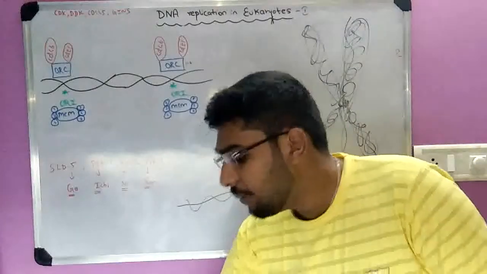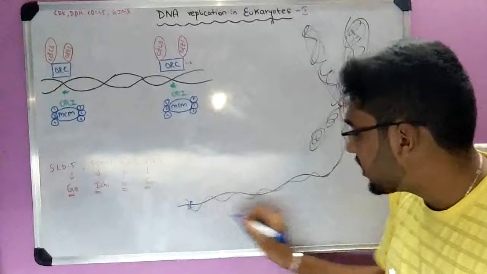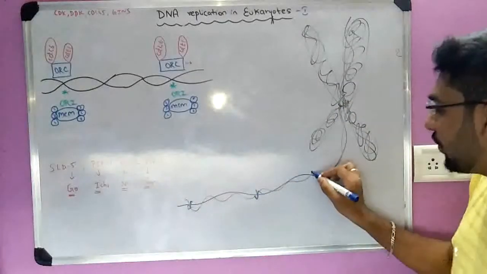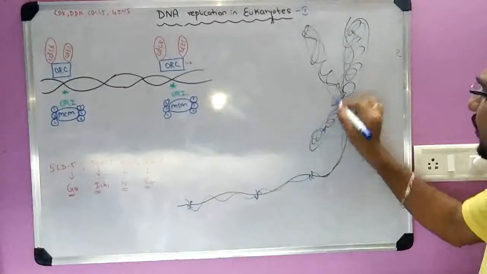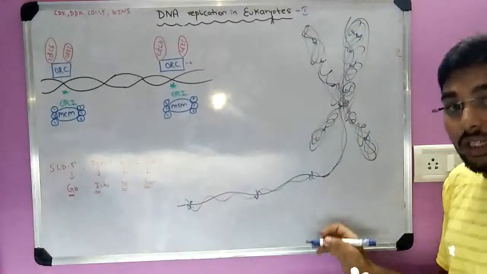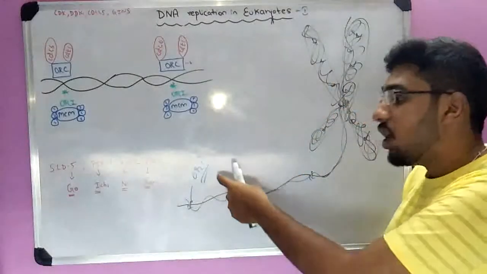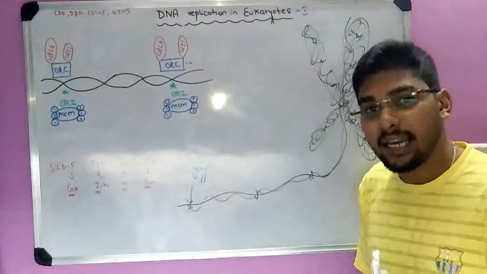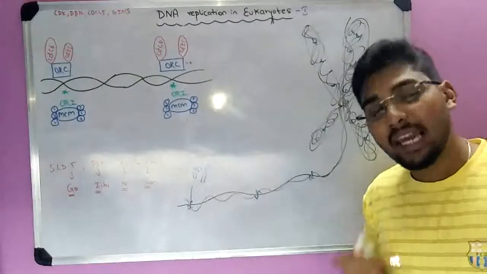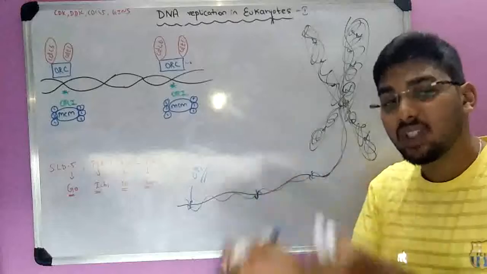But here, the replication starts at many places. Let us consider the replication starts here, and here, and here. So from many places at a single time, the replication starts. So this place where the replication starts is called your ORI site, origin of replication site. This is the point where the replication starts.